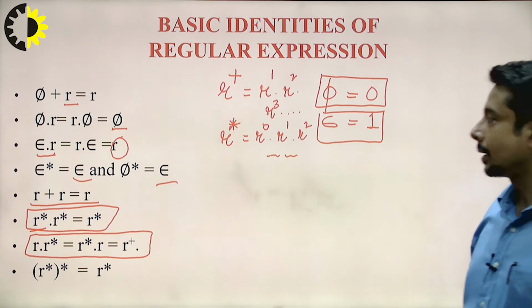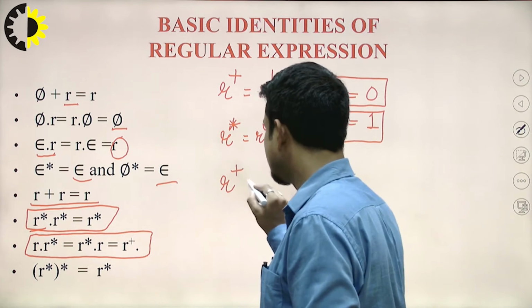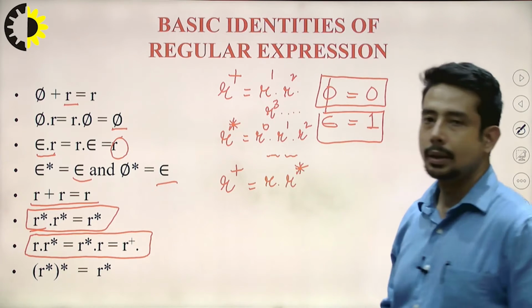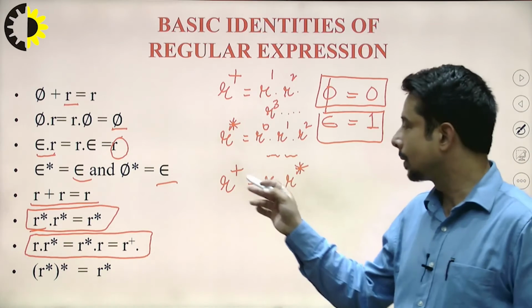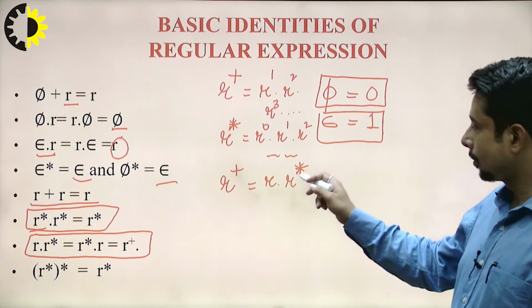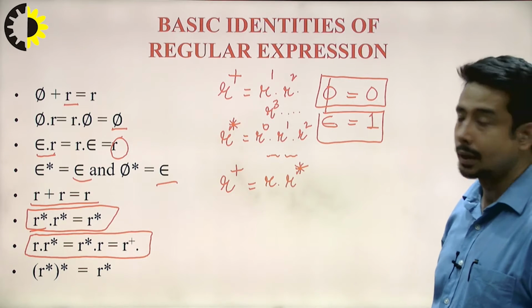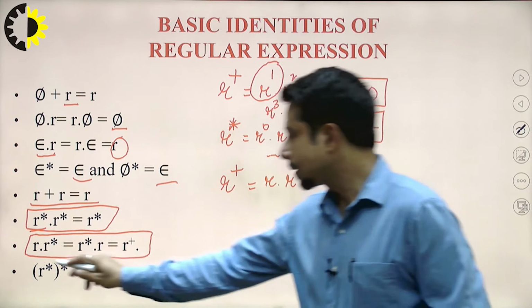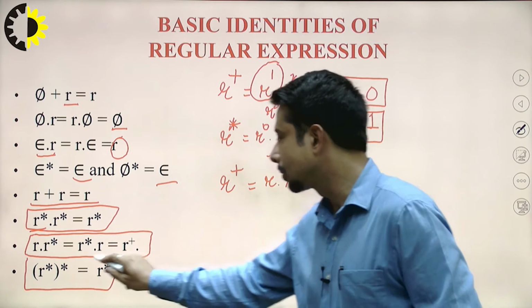So what can we write? R to the power plus we can write as r dot r to the power clean closure. That's it. So this is the basic expression: r to the power plus equals r dot r to the power clean closure. So whenever it is r to the power 0, it will give you a single r, which is nothing but this one. Clear? So the next expression is r to the power clean closure to the power clean closure.